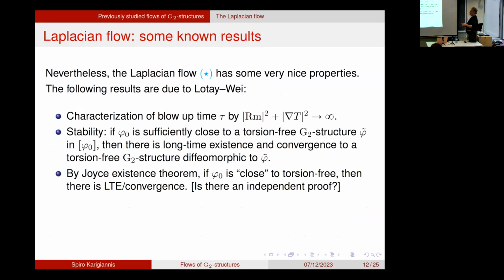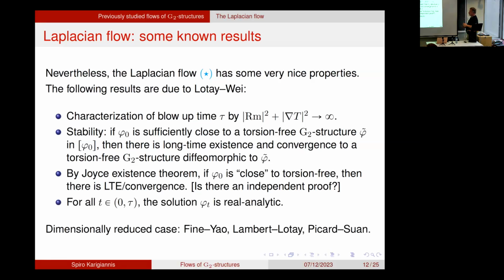Using Joyce's existence theorem, if you know that your initial G2 structure is closed and almost co-closed, then because of Joyce's theorem, you know there's a torsion-free one nearby, so the stability will give you long-time existence and convergence. There should be a way to prove this independently: if it's closed and the initial torsion is small enough, you should have long-time existence and convergence. There should be a way to prove that without appealing to Joyce's existence theorem. This hasn't been done yet.